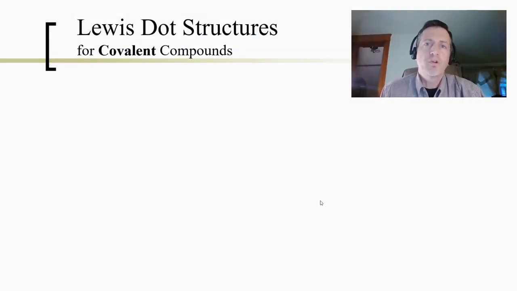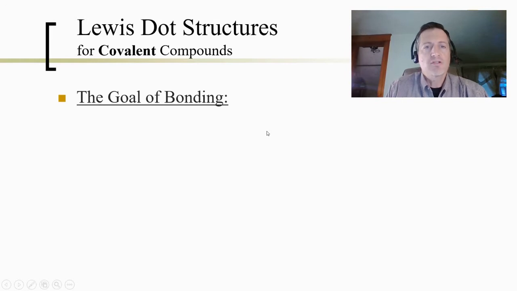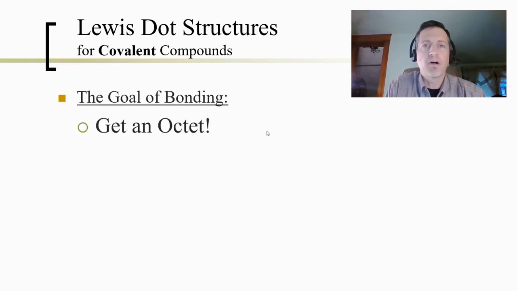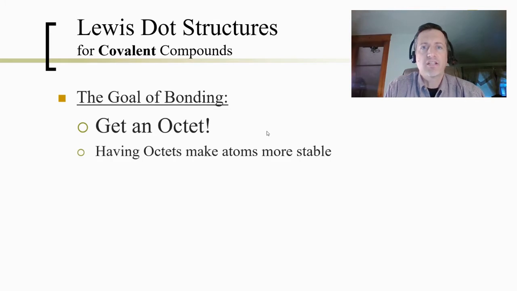In this lesson, we are going to show you how to draw what are called Lewis dot structures, focusing on covalent compounds. Now remember, when things are making a bond in order to make a compound, there's a reason why they do this. The whole goal of trying to bond is to get that octet. Remember, an octet is the most stable situation that an atom can have. It's why noble gases don't bond, because they already have octets.